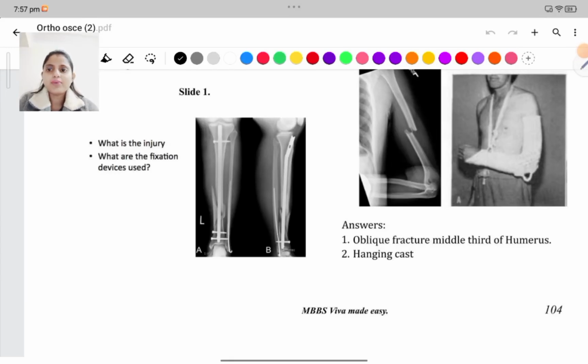Let's practice some Ortho OSCE questions. So question number 1. What is the injury and what are the fixation devices used?